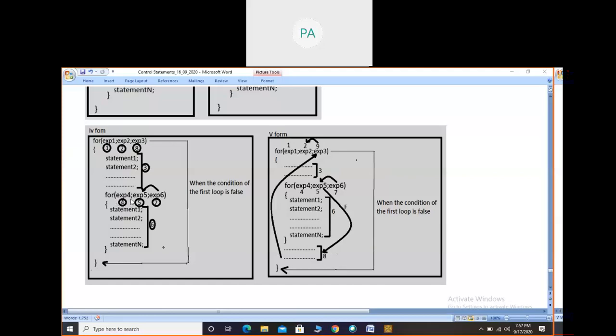So initialization, condition, statements of the loop, increment or decrement of the second loop, again condition, statements of the loop, increment or decrement. You observe the step numbers here: 4, 5, 6, 7. Is it visible, sir? Srinivas sir, is it visible properly, including the step numbers?